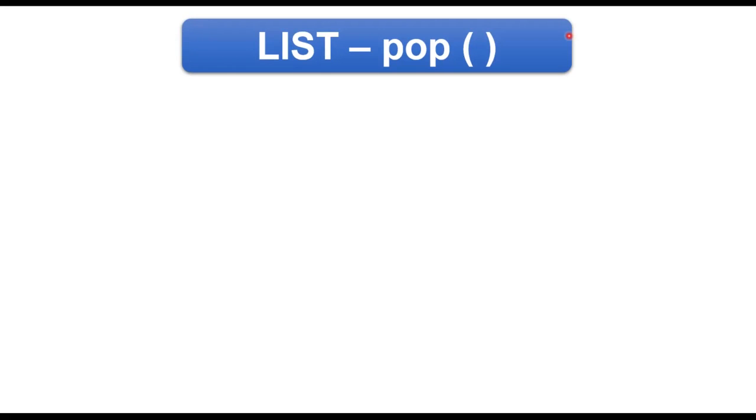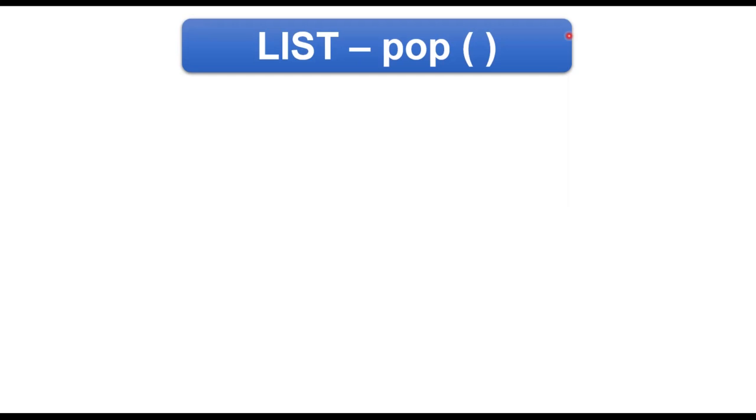Today again we are going to talk about the mutable property of list. And what do we understand by mutable property? It means we can add or remove the elements from the list. So if we want to remove the elements from the list, there are three functions: pop, del and remove. So let's discuss these functions one by one.